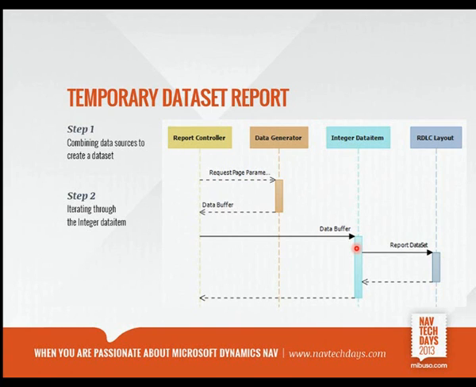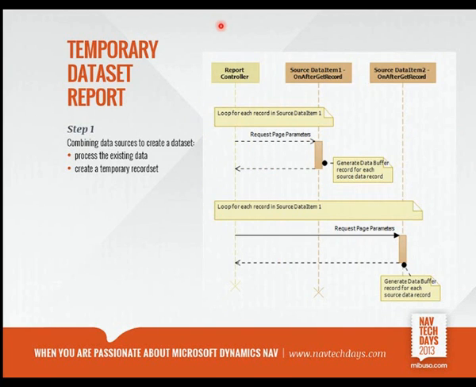You have here the same report controller that we saw in the previous slide, and this is an example of getting data from 2 tables, but you can count to n data tables. So we just loop through, get our data, put it in the buffer, loop through the second table, get data, put it in the buffer.